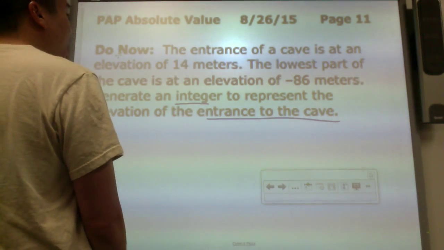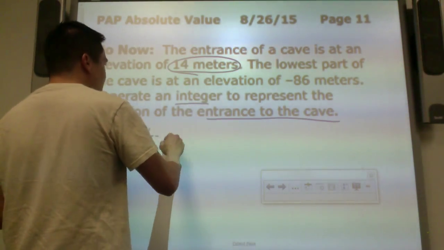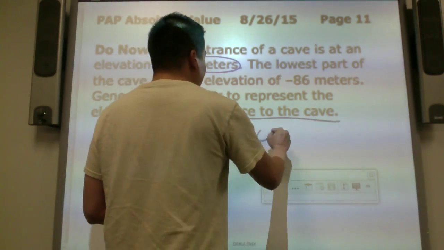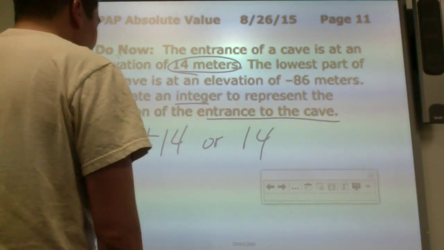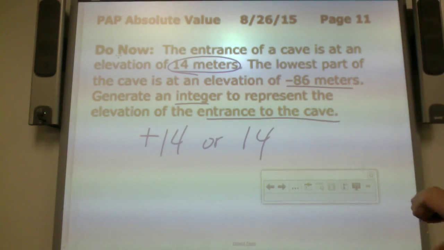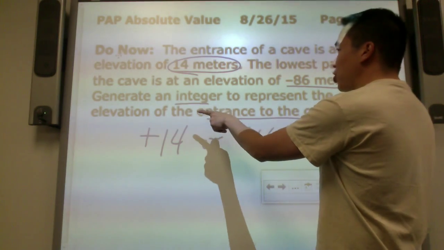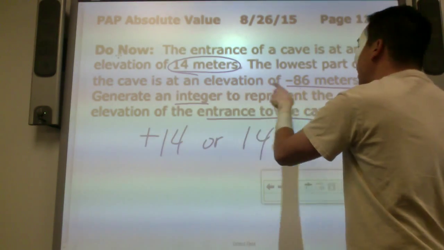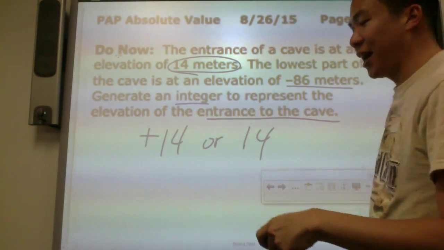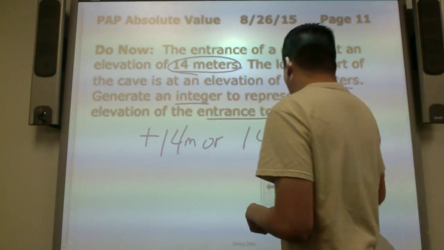The entrance of a cave is at an elevation of 14 meters. So it's positive 14 or 14. Because negative 86 is junk information. That's the lowest part of the cave. They wanted you to generate an integer for the entrance to the cave: positive 14 meters or 14 meters.